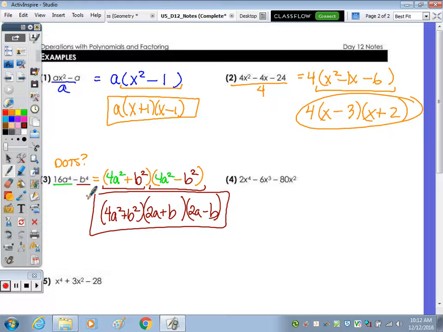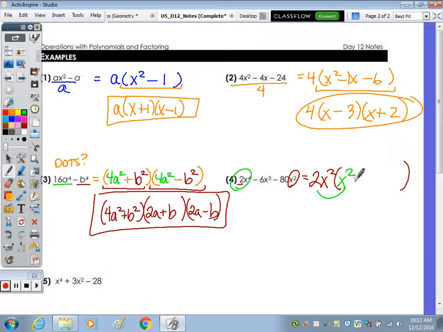2x to the 4th, minus 6x cubed, minus 80x squared. So they're all even, and the lowest number is a 2, which does go into each, so that's my GCF numerically. And then algebraically, your GCF is going to be your lowest exponent, so 2x squared. Another way of dividing is to ask yourself, well, if I have 2x squared, what do you need to multiply it by to get 2x to the 4th? And that would be x squared.